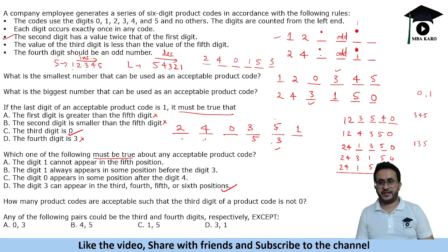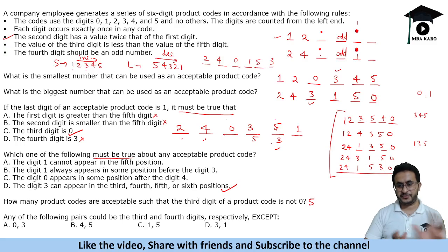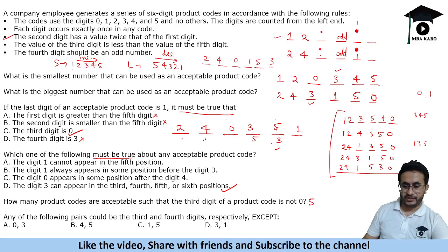So if we put 1 here, we can put 3 and 5. If we put 2, 4, 1, we can put 3, 5, 0 and 2, 4, 1, 5, 3, 0, because this digit is larger. We cannot put 5 here. So we have a total of 5 such numbers. So it was a difficult one. Individually the questions are challenging. Although the overall instructions are very simple, individually the questions are time taking.